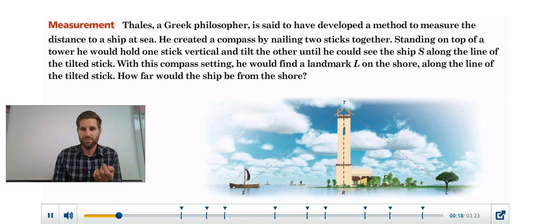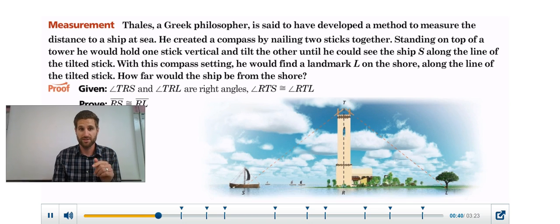He created a compass by nailing two sticks together. Standing on top of a tower, he would hold one stick vertical and tilt the other until he could see the ship S along the line of the tilted stick. Okay, so he's up here somewhere. With this compass setting, he would find landmark L, so landmark L, on the shore, and along the line of the tilted stick, how far would the ship be from the shore?